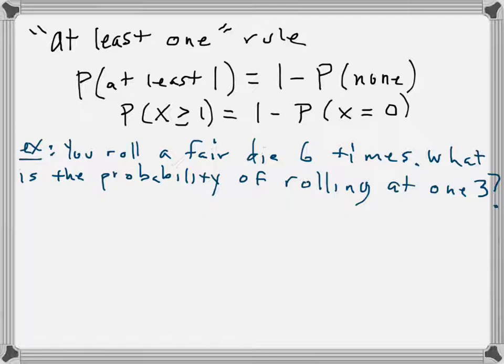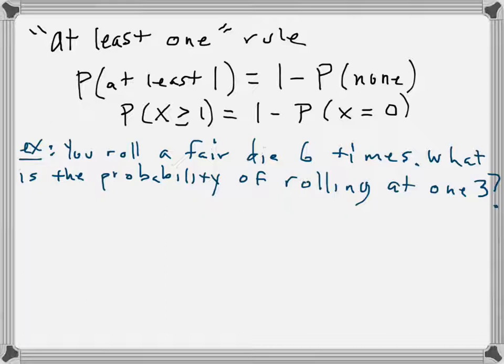Oh yeah, this is what I'm going to be calling the at least one rule. This always shows up on the AP test at least once or twice, and it's always a pretty tricky style problem. So let me give you the at least one rule. What's the probability of getting at least one blah blah blah? Well, what's the complement of getting at least one? The complement is getting none. So using the complement rule, the probability of getting at least one is 1 minus the probability of getting none. So the probability that x is greater than or equal to 1 is 1 minus the probability that x is 0.